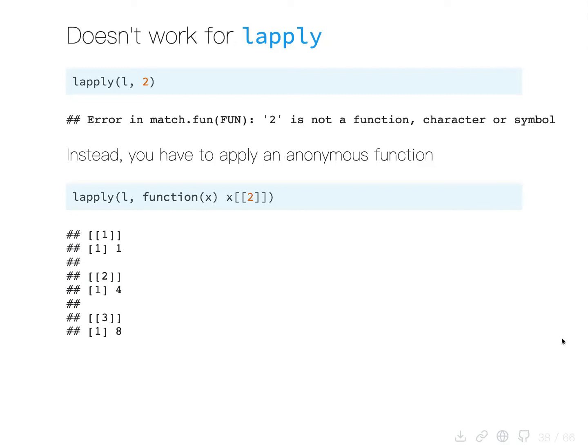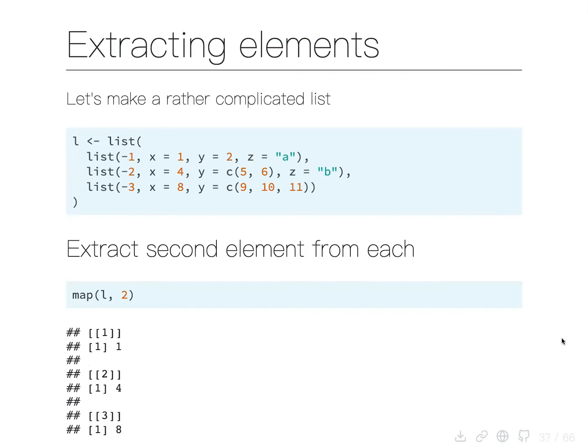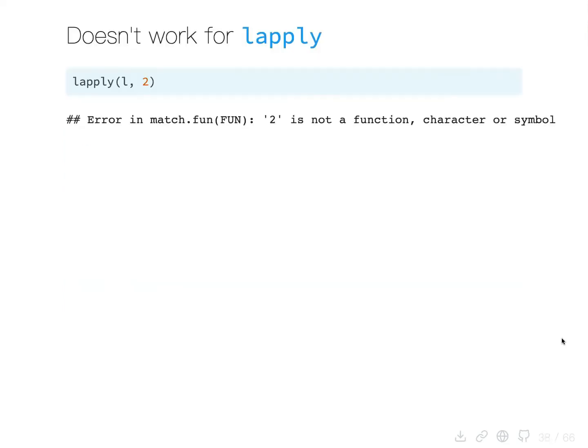We could instead do something like this, where we say function x and then use x double bracket 2, and that works, and that's great, and there's nothing wrong with that. But again, just a nicer helper function is this map syntax, where you just tell it, give me the second element from each vector that you're looping over.